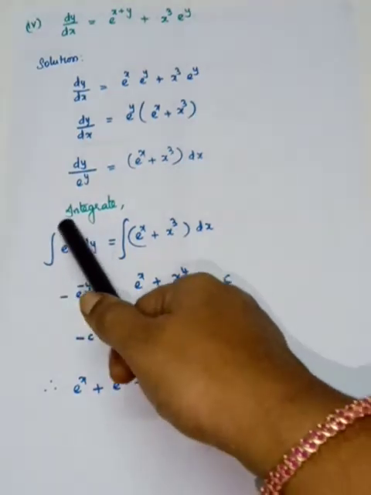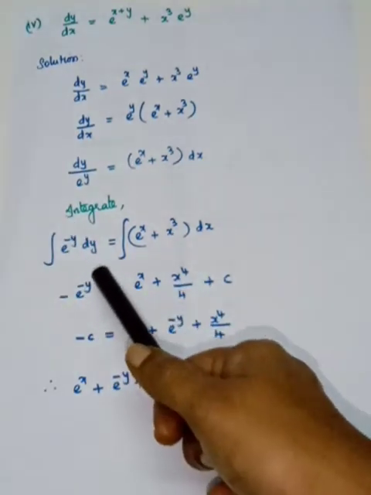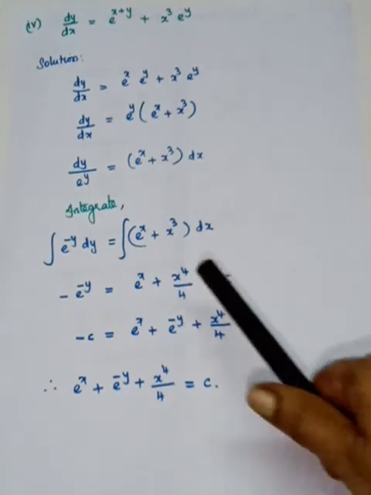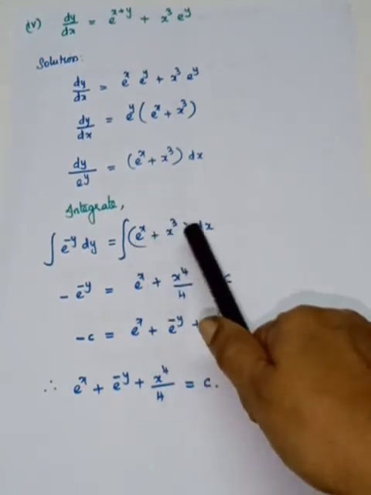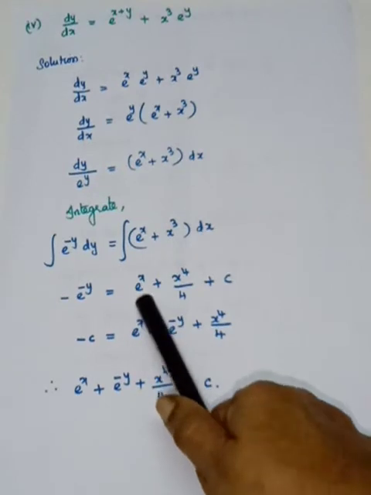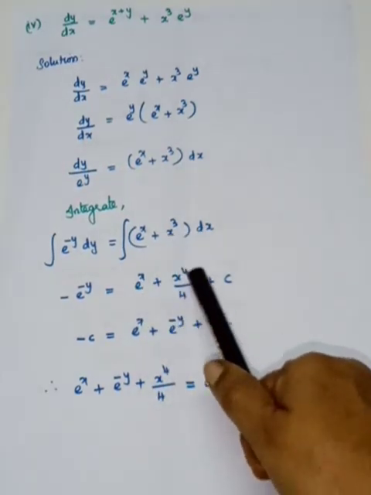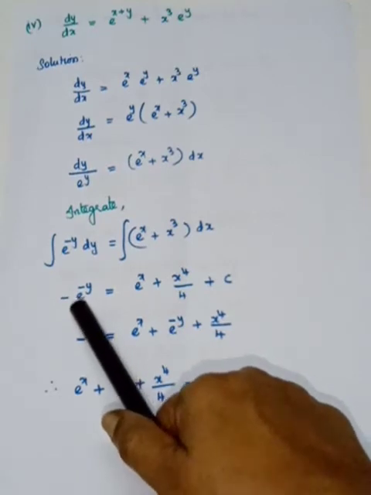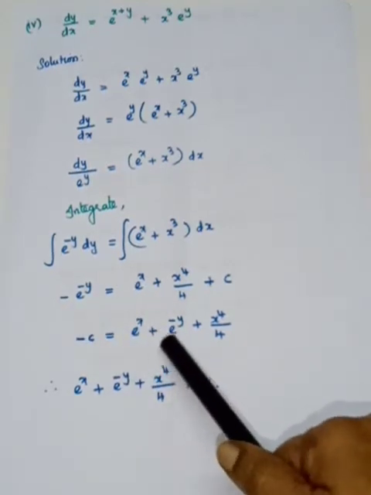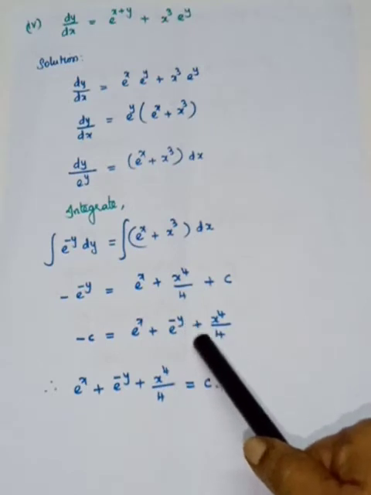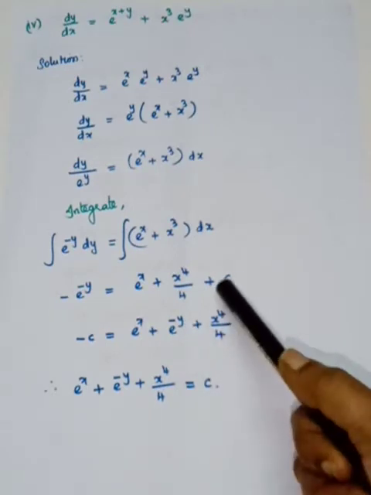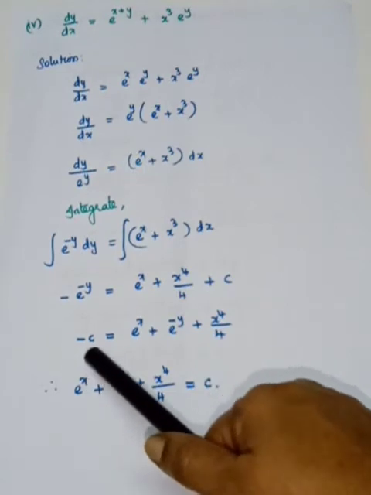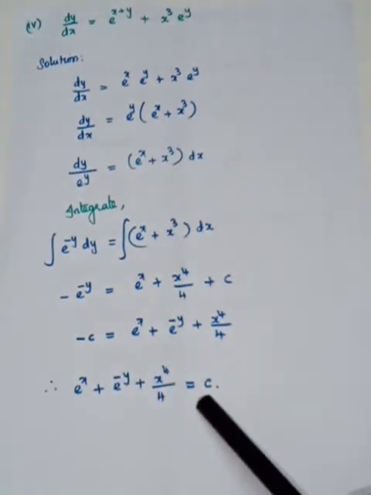So the integration of e power minus y with respect to dy is minus e power minus y, and if you integrate e power x plus x cube with respect to x, it is e power x plus x power 4 by 4 plus c. Okay, so bring this minus term to the other side. So e power x plus e power minus y plus x power 4 by 4 plus c, when you bring it here, it is minus c. So minus c is an arbitrary constant, so we can write this as c.